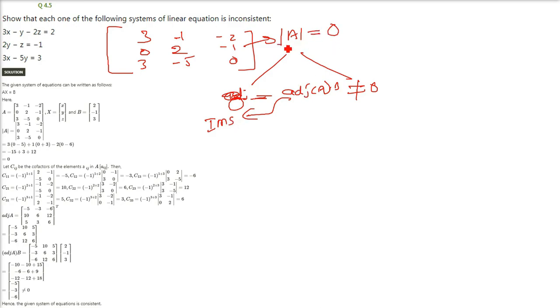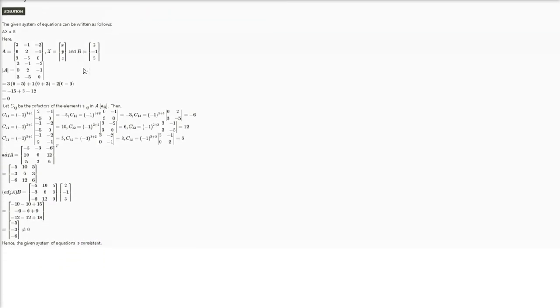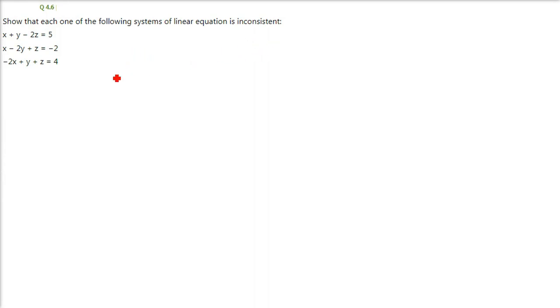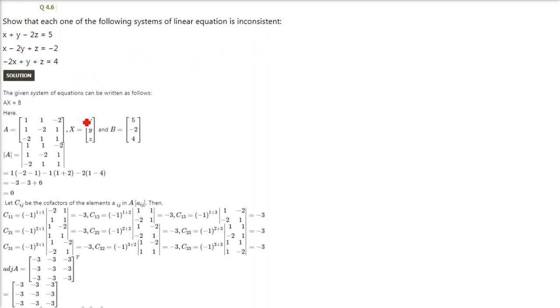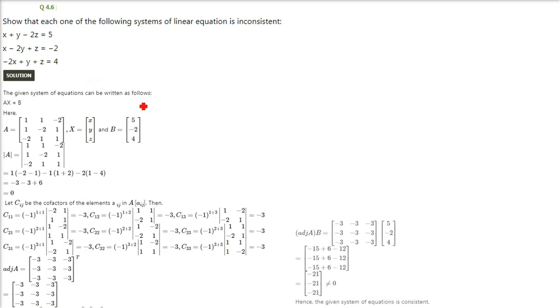But if determinant of A is 0, but the adjoint of A into B is not equal to 0, then you will say these systems of linear equation are inconsistent. So adjoint A, the cofactor matrix, transpose of that cofactor matrix is adjoint A, multiplied with B, which is 2, minus 1 and 3, it will not be equal to 0. So these are inconsistent. So inconsistency you know now. So same way you have to go ahead with this.